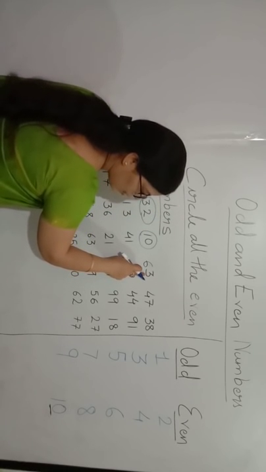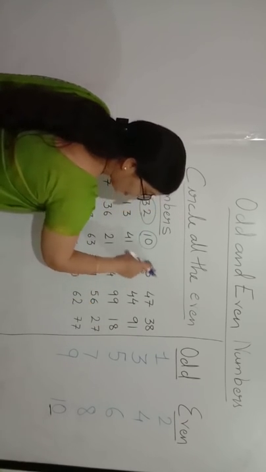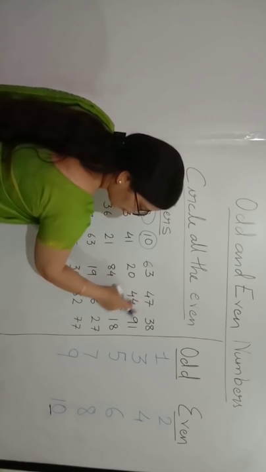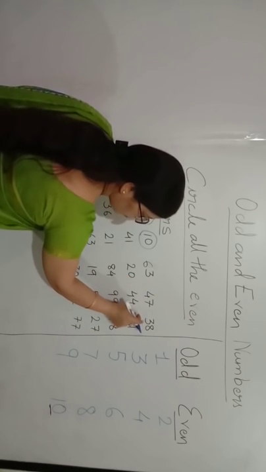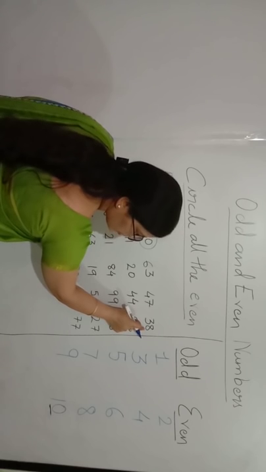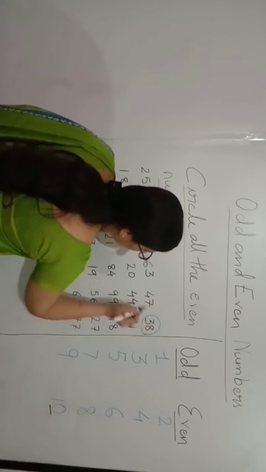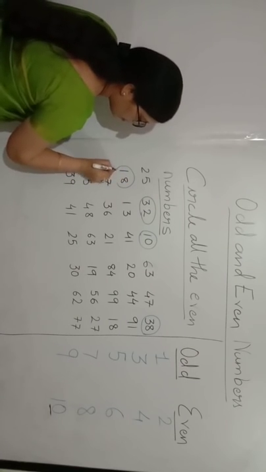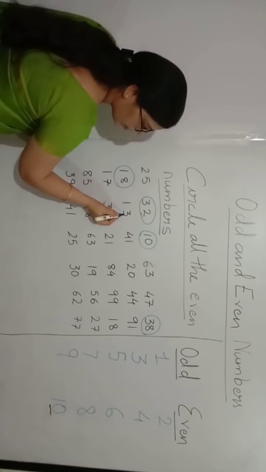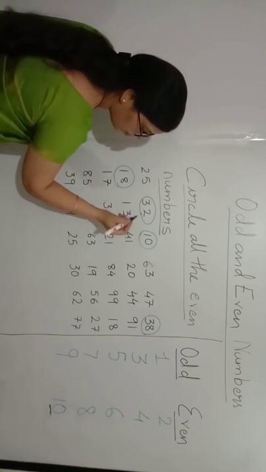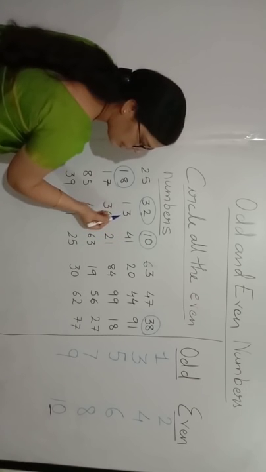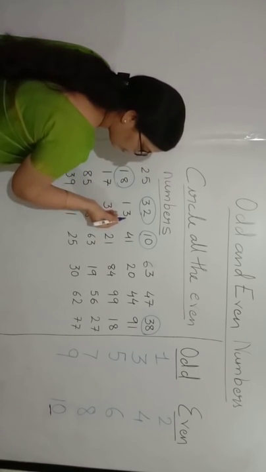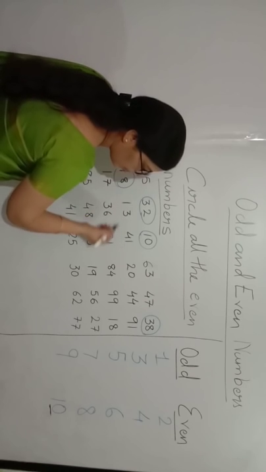Then 63. 3 is at ones place and 3 is an odd number. So 63 is also an odd number. 47. 7 is at ones place, so it is an odd number. Then 38. The number ends with 8. 8 is an even number. Then 18, again 8 is at ones place, 18 is an even number. 13, the number ends with 3, 3 is an odd number. You just have to see the number at ones place and identify whether the number is odd or even.